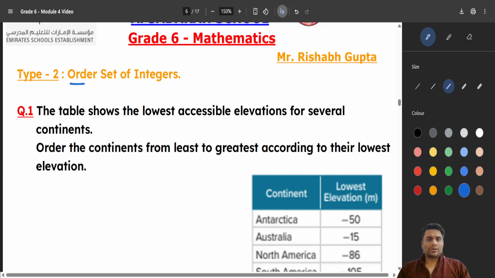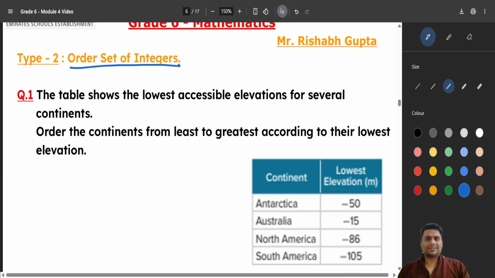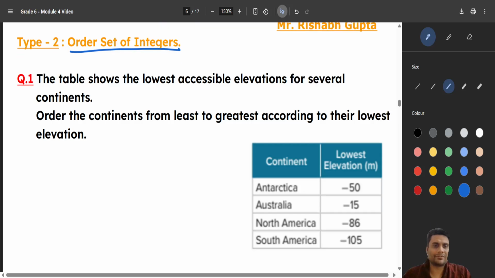Next question. Order the set of integers. Now order means we have to arrange them from smallest to biggest or biggest to smallest, whatever is asked. The table shows the lowest accessible elevation for several continents. Okay, there are different continents: Antarctica, Australia, North America, South America, and this is their lowest elevation point. Like what is the deepest point in that particular continent until where you can go. So for Antarctica it is -50, for Australia it is -15 meters, and North America -86 meters, and South America -105 meters.